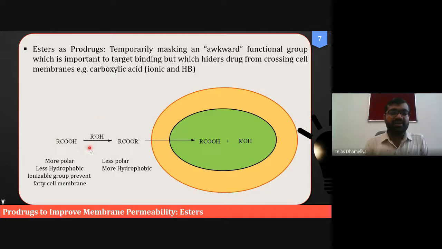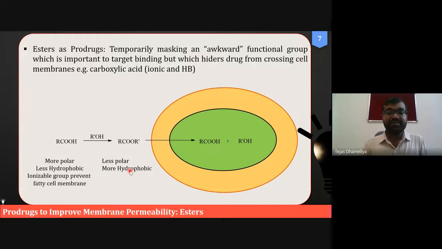So if we have an alcohol, then it can combine with the carboxylic acid, and so we will have this ester. Now this ester is less polar in nature and more hydrophobic. Why is it more hydrophobic? Because of the extra presence of this R dash from the alcohol. It is less polar because the hydrogen-bond-making hydroxyl group of the carboxylic acid is no longer here in the form of an ester.